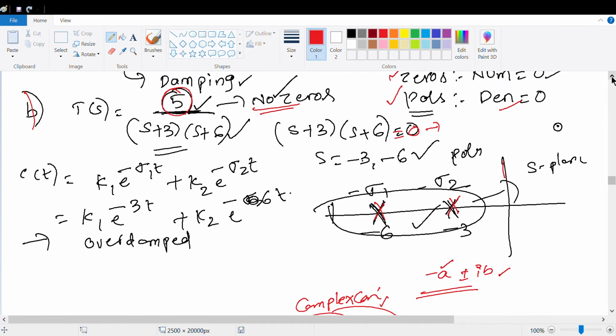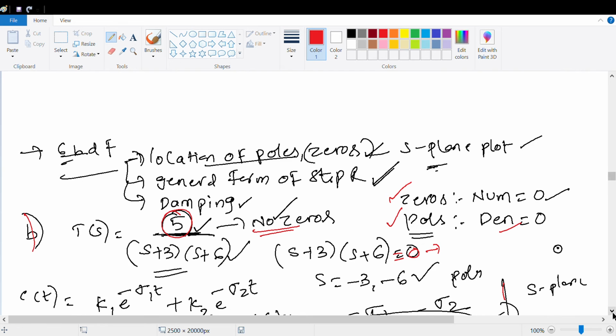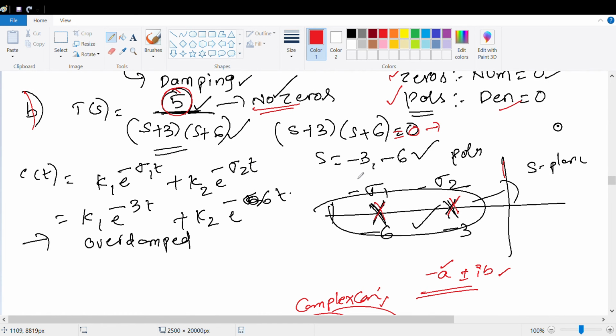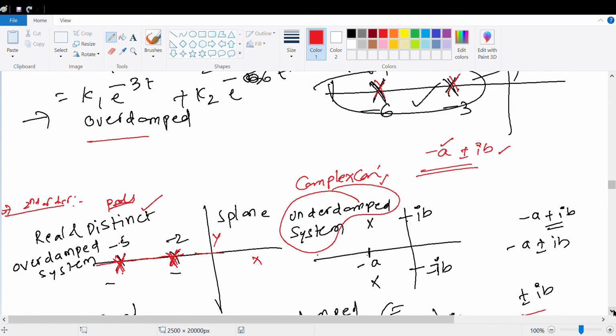Now going back to our question, the poles are real and distinct here. So we can call this system an overdamped system, and the step response, from the general form, is K1 e power minus sigma 1 t plus K2 e power minus sigma 2 t.